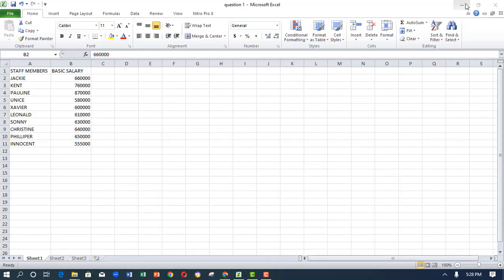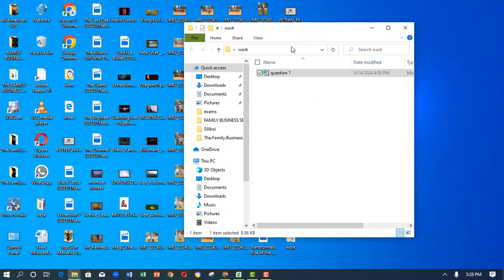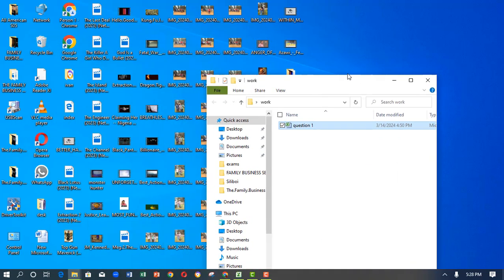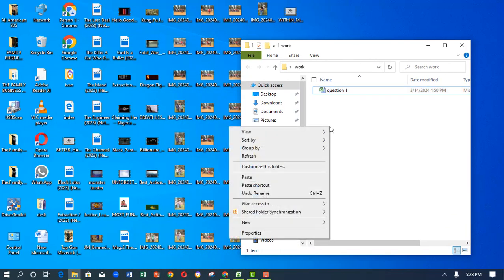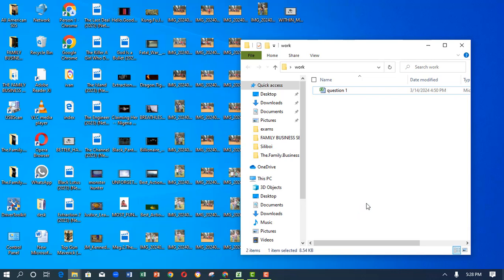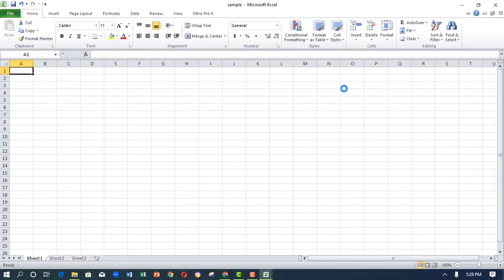Let's try to check here. In our folder here, the folder is called work. This is where I'm going to do my work from. So you right click, then click on new, and then click on Microsoft Excel worksheet to load the file. Let me give it the name sample. Then after that you open it. So you see this is our worksheet. It is an empty worksheet.